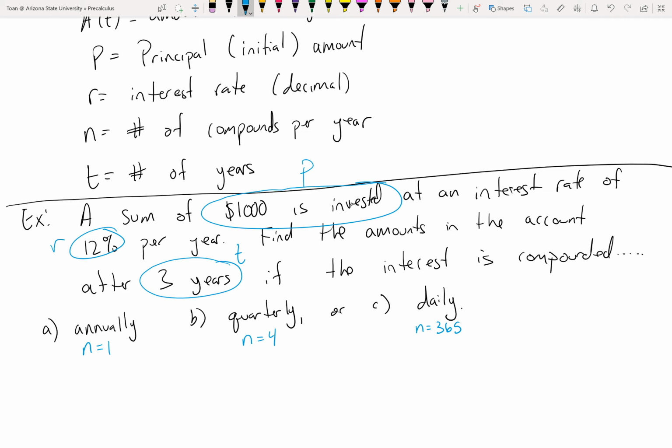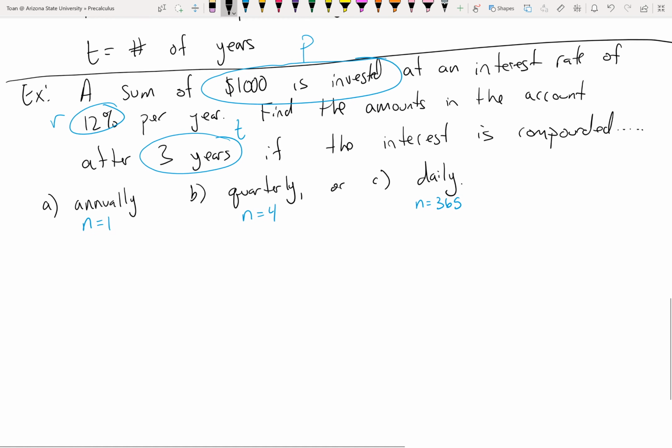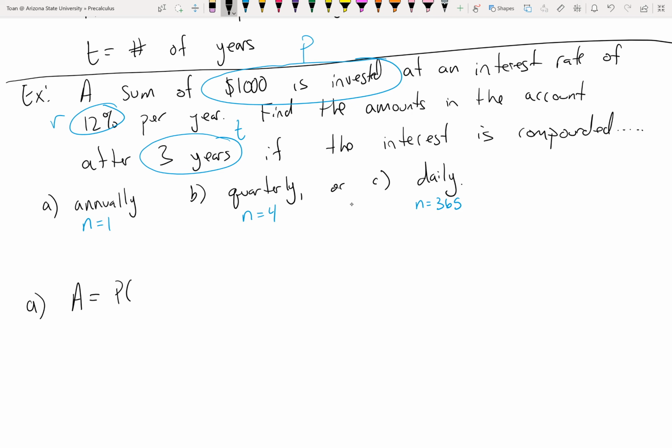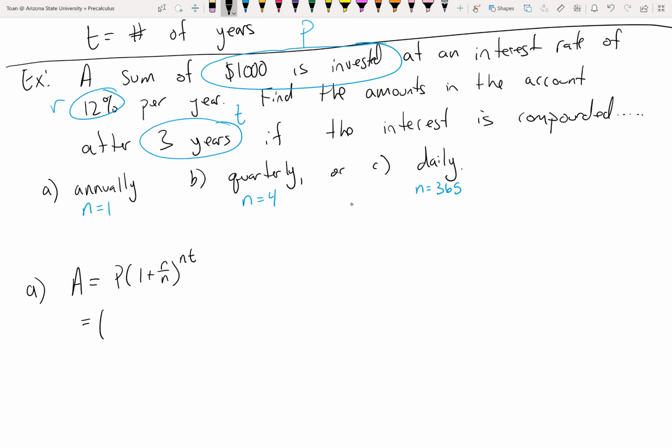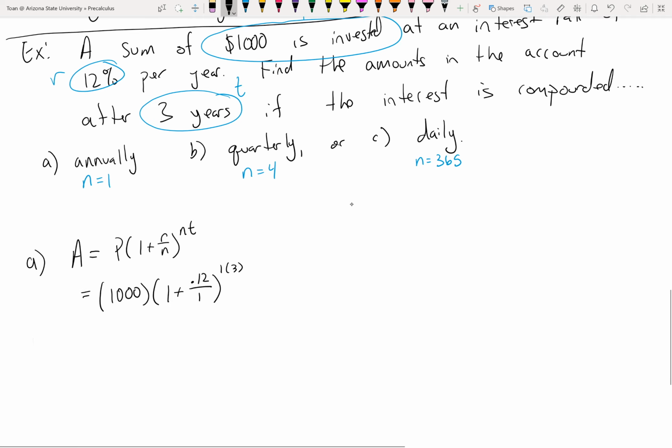So then all you got to do is, I hate to say it, but plug and chug. So let's answer this question here. Letter A. The interest rate formula is A equals P times (1 plus R over N) to the NT power. Just plug everything in. They gave us a P, which was 1,000, times 1 plus R, which is 0.12, over N, which is 1, raised to the 1 times 3. That's it. That's all you got to do. And just pop that into your calculator and see what you get.